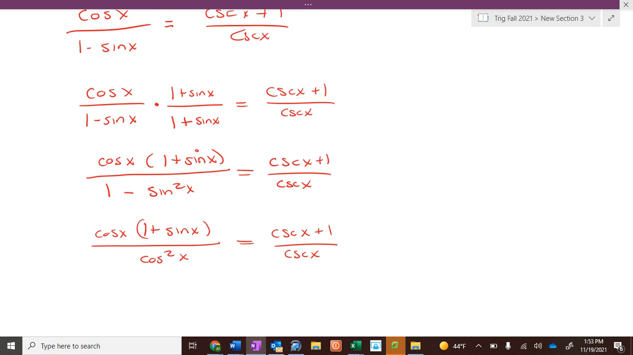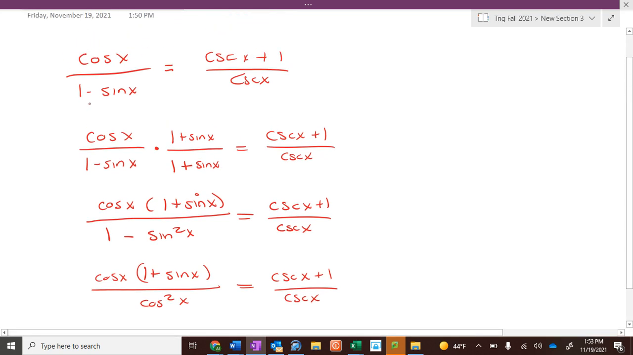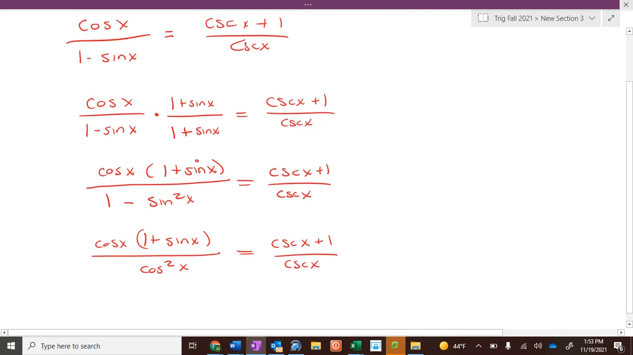All right, so now all of a sudden, instead of having a minus sign on the bottom and a plus sign on the top over here, all of a sudden I have plus sign on the top over here, plus sign on the top over here. So I must be close. So what I have to do next is say, maybe I can cancel a cosine here with one of these. And now I'm at 1 plus sine of x over cosine of x.